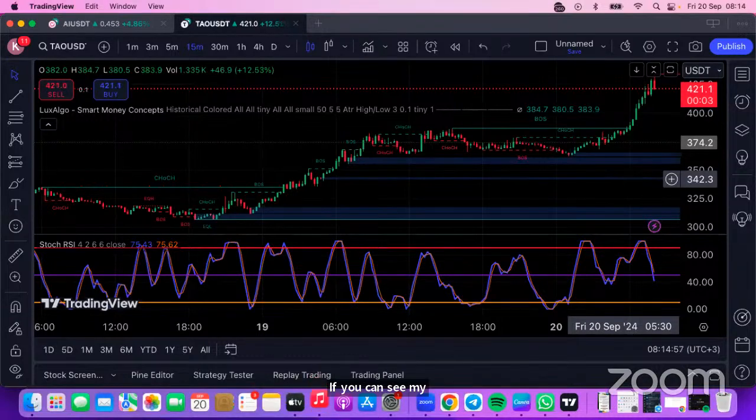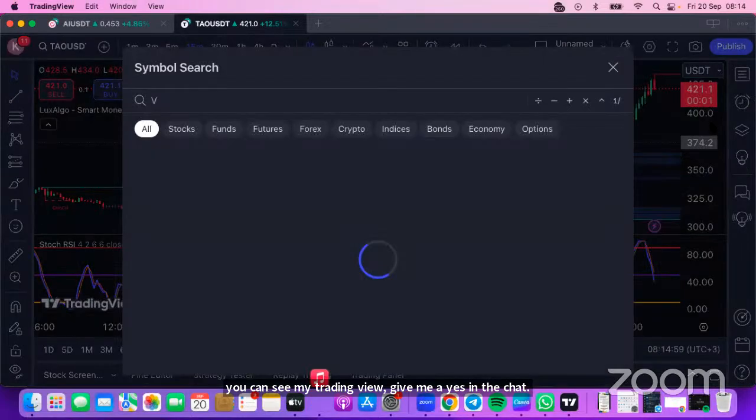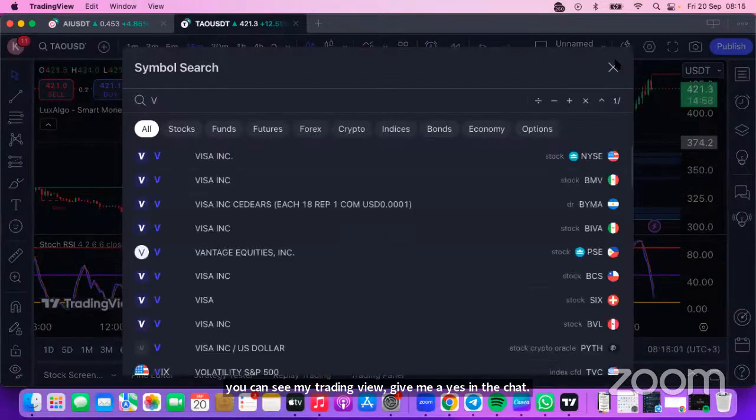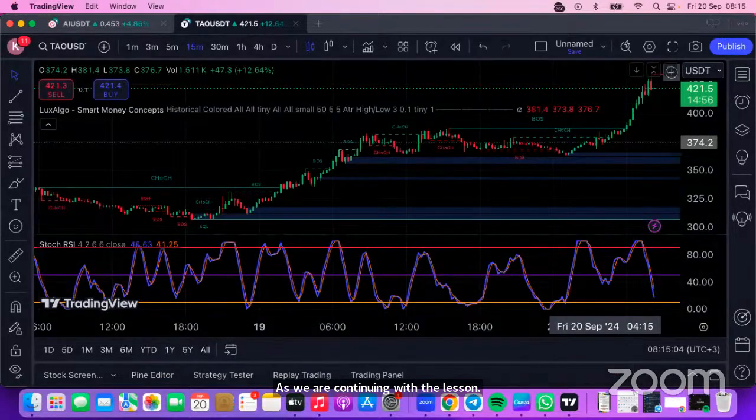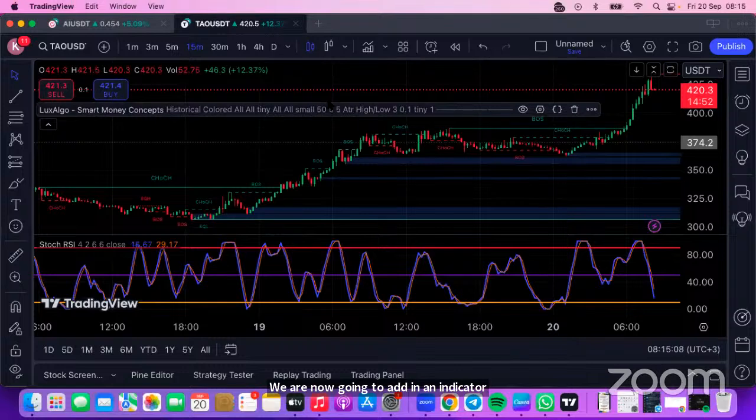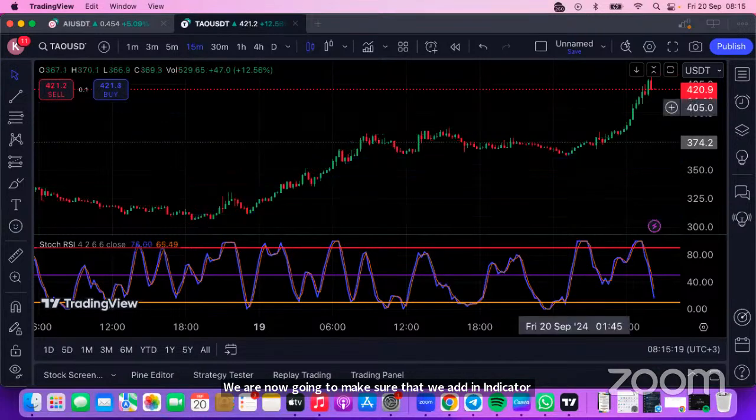Okay. Now, as we are continuing with the lesson, we are going to add an indicator. We are going to make sure that we add an indicator, and this indicator we are going to add is a very good one.